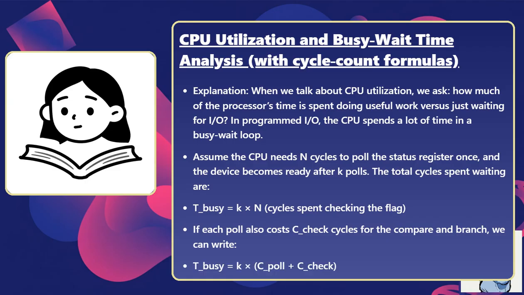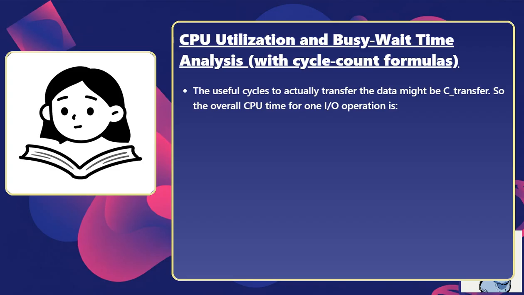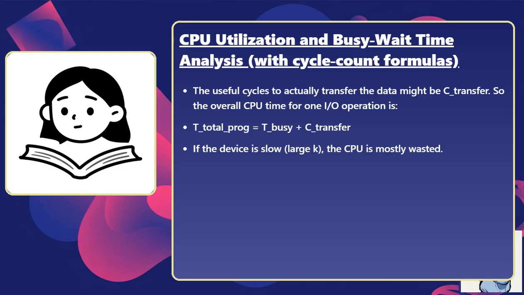The useful cycles to actually transfer the data might be c_transfer, so the overall CPU time for one I/O operation is T_total_prog = T_busy + c_transfer. If the device is slow, large k, the CPU is mostly wasted.